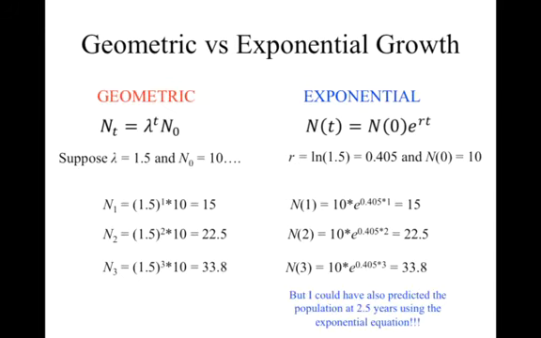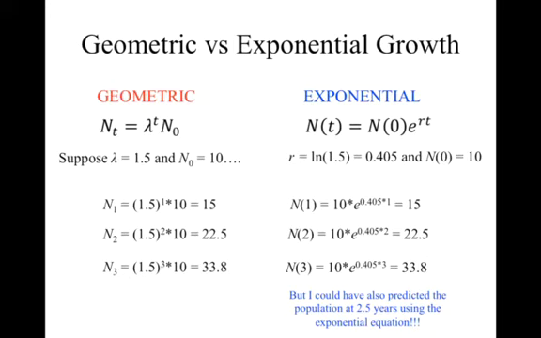The difference is, if I want to know what's going on at year 2.5, because I have a continuously breeding population where I expect a change between year 2 and 2.5, then I have to use the exponential growth equation, because the geometric growth equation says nothing happens until I get to year 3, right?